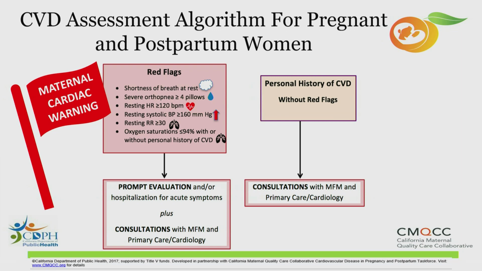Shortness of breath at rest, severe orthopnea, patient sleeping in a recliner because she can't lay flat, greater than or equal to 4 pillows, heart rate greater than 120, systolic blood pressure 160 or greater, respiratory rate 30 or greater, and then O2 sat of 94% or less. If they have any of these, any patient that's pregnant or in the postpartum period, send them for prompt evaluation. This patient does not go home. It is go to triage right now to be evaluated.